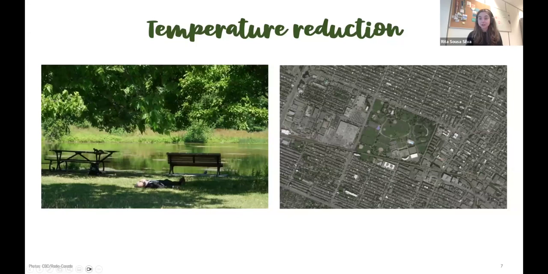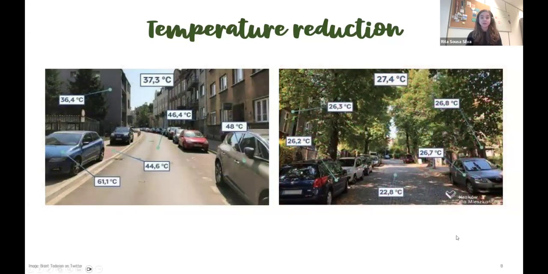And sometimes if you don't have space for a park, you can also think about just planting trees in streets. So this is an example from Poland, where in the same city and the same day at noon, they measured temperatures in two different streets. And as you can see, it's more than 10 degrees difference between the two streets. So these are little interventions that cities can make to try to alleviate the heat stress.